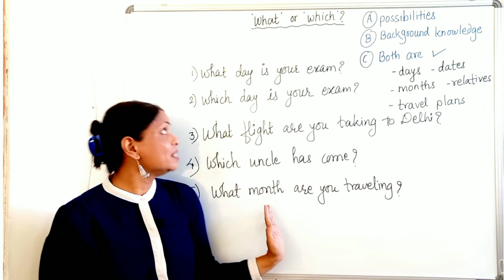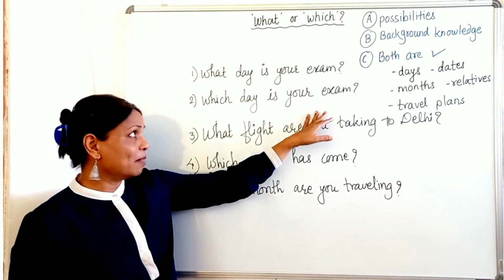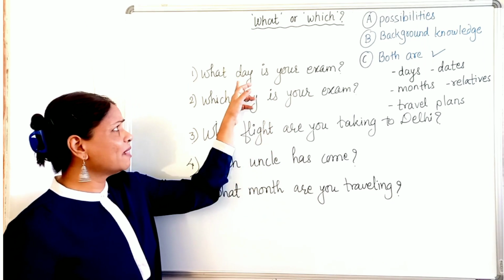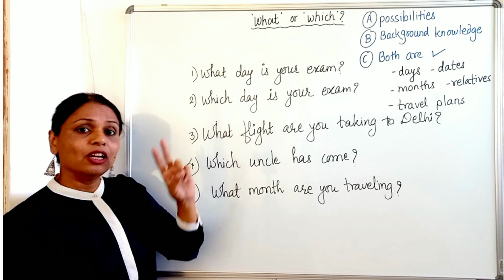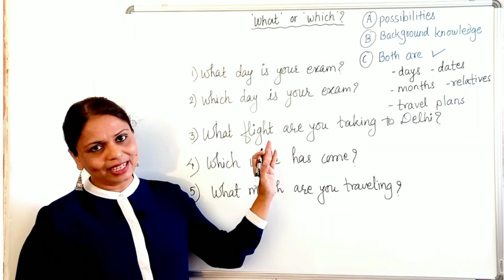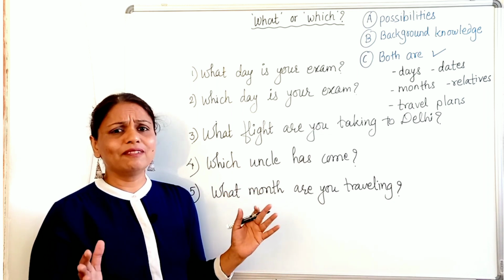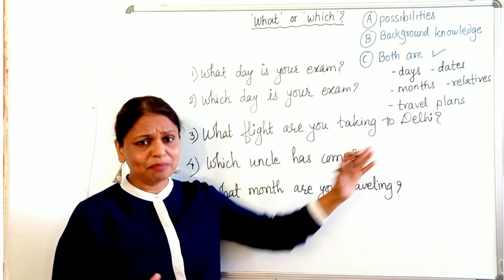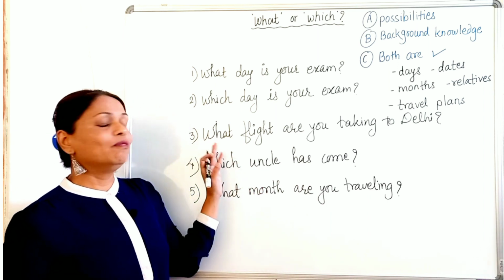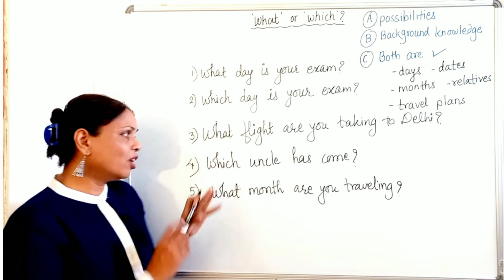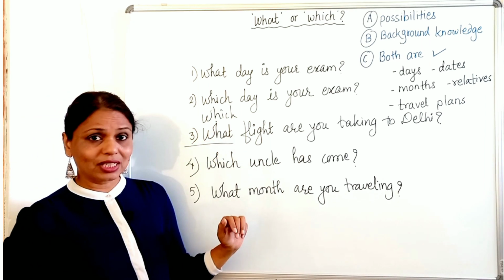Let's see some examples. What day is your exam? Which day is your exam? Monday to Sunday. There are only 7 days in a week. So if you ask what day or which day, both are correct. What flight are you taking to Delhi? It means there are 5, 4, 10 flights flying to Delhi. Means the number of flights flying to Delhi is limited. So whichever flight you take, what is correct. If you ask the question by using which, that also is correct.